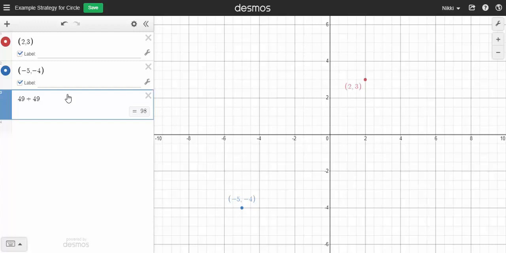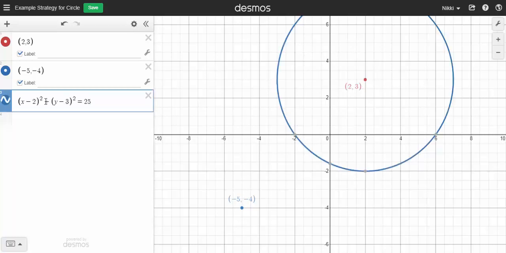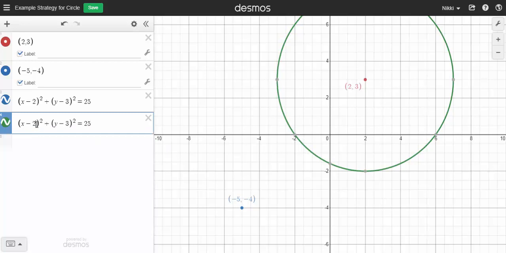So that's why I don't believe that these are right across from each other on the circle. That would make this much easier. I would just use the midpoint formula to find the center. Since I don't know that information, my strategy is that I will find the circle centered at (2, 3), and I will find the circle centered at (-5, -4). Those were the two points that we were looking at.